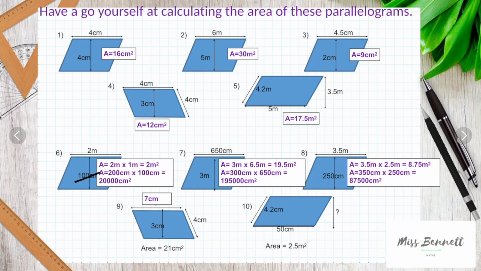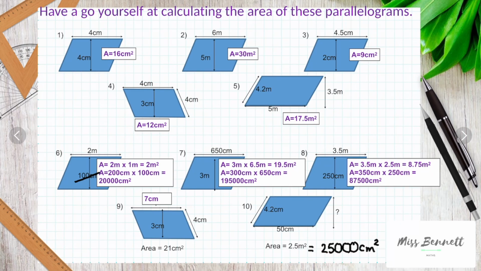So the area is in metres squared. This unit is in centimetres, so I can convert either one. I'm going to choose to convert this one here. From my previous video, I know to change from metres squared to centimetres squared, I need to multiply by 10,000. This is going to give us 25,000 centimetres squared.